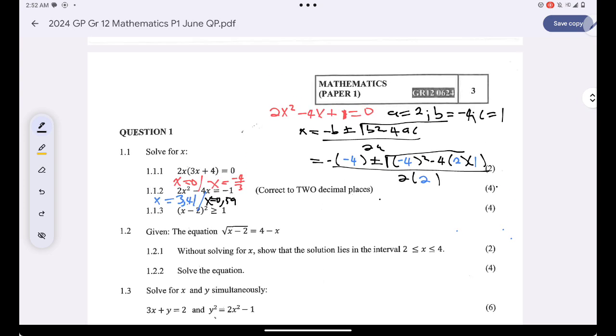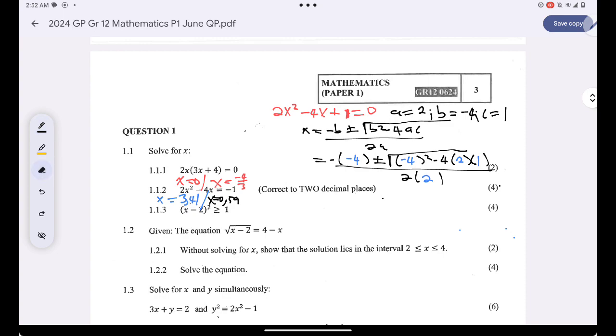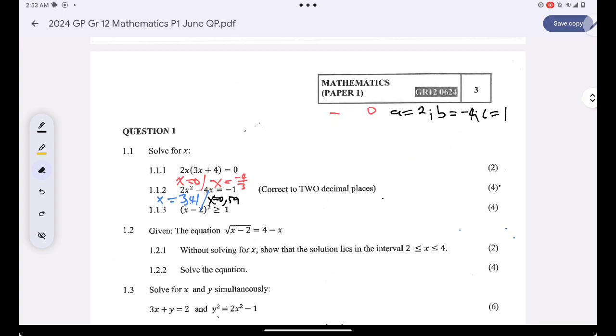Okay, that's how you solve, guys, whenever you can't factorize. Just use the quadratic equation and then just press your calculator. You'll find your answers.